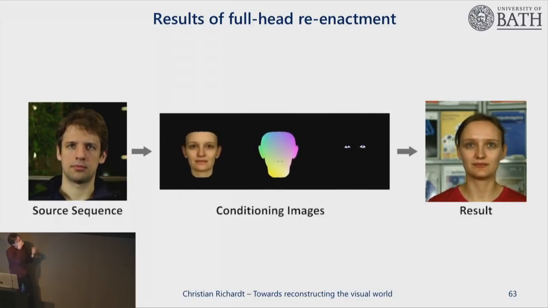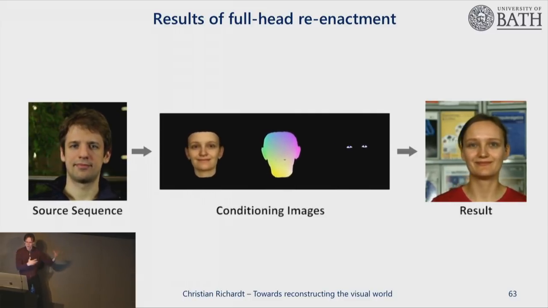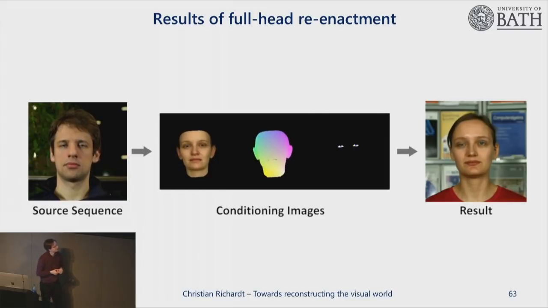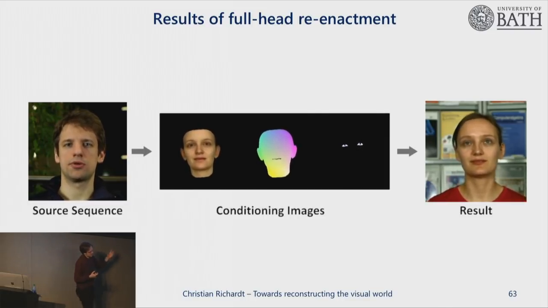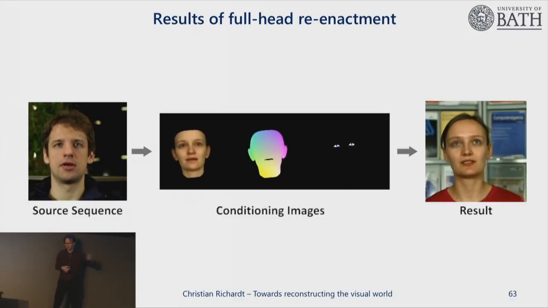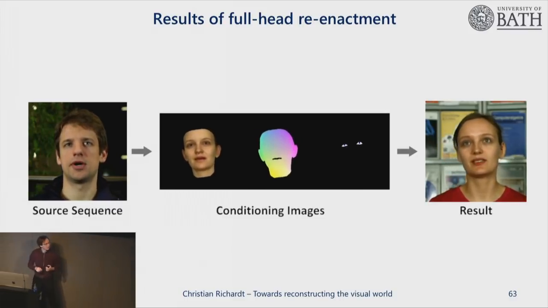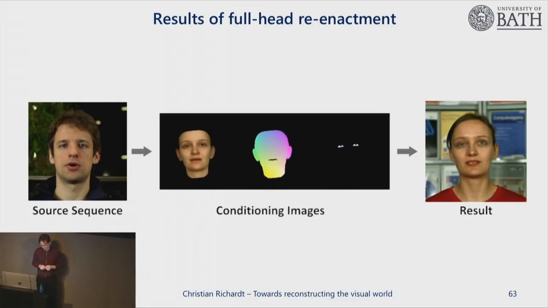Here's another example where we transfer the pose and also the expressions and the eye gaze. You can see, for example, that with our learning-based approach, it also synthesizes the shadow of the person behind it correctly based on the motion of the head.